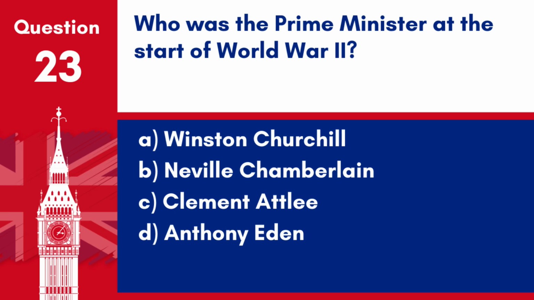Question 23. Who was the Prime Minister at the start of World War II? A. Winston Churchill. B. Neville Chamberlain. C. Clement Attlee. D. Anthony Eden. Answer: B. Neville Chamberlain. Chamberlain was Prime Minister at the start of World War II in 1939, before being succeeded by Winston Churchill in 1940.